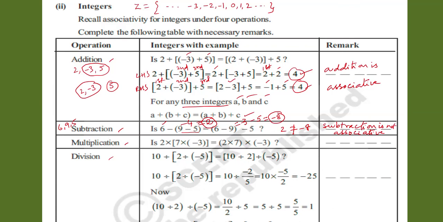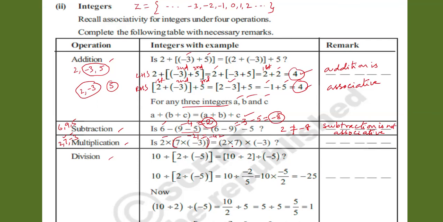Now we move to the third operation, that is multiplication. Here 2, 7, minus 3. 2 is the first number, 7 is the second number, third one is minus 3. These are the 3 integers we have taken here. In the first instance, we multiply the second one 7 and the third one minus 3, written in the brackets. 7 into minus 3, minus 21. 2 into minus 21 gives us minus 42.